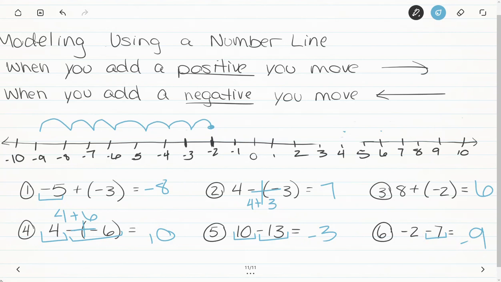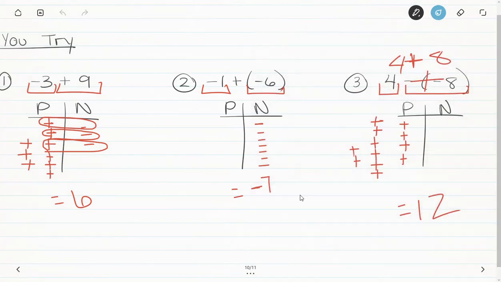Remember, you can also use the PNN chart modeling if that's what you're more comfortable with. These are just 2 different methods that you should at least be able to read, and then be good at applying one of them.